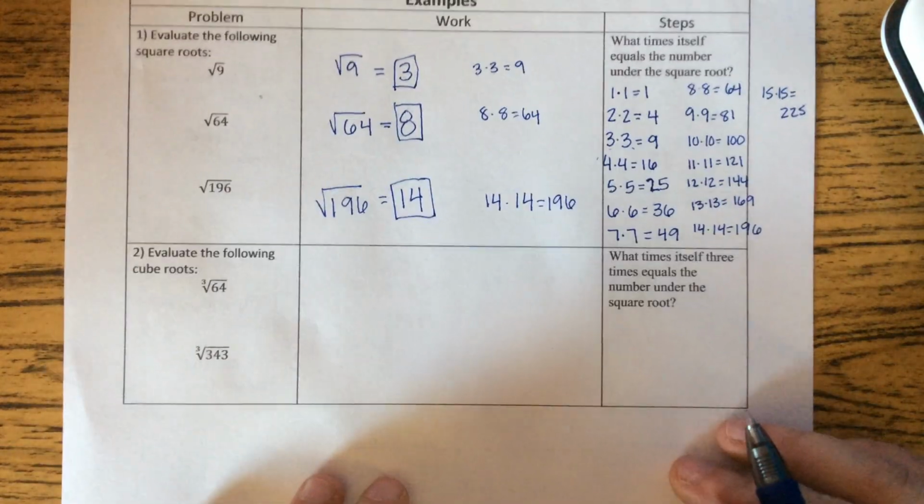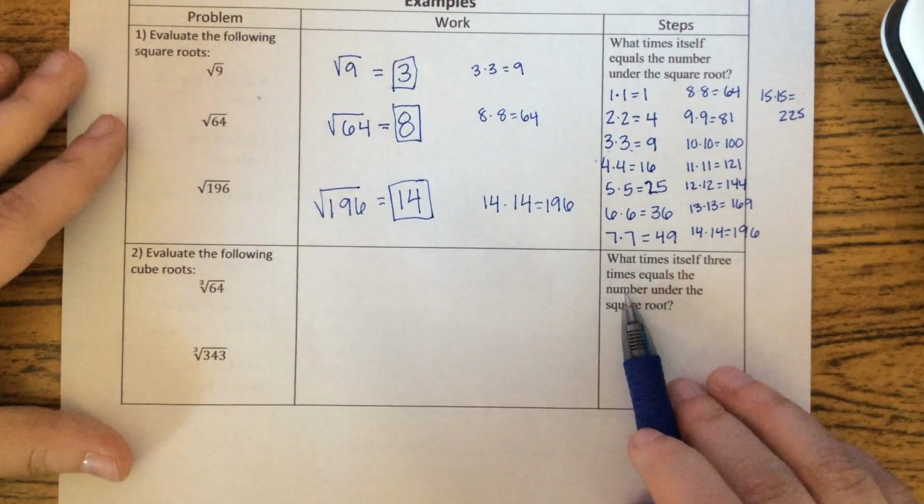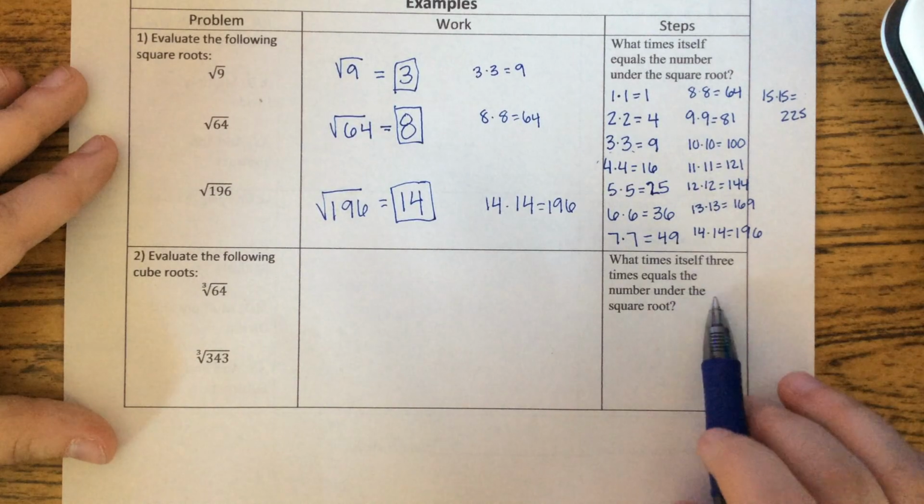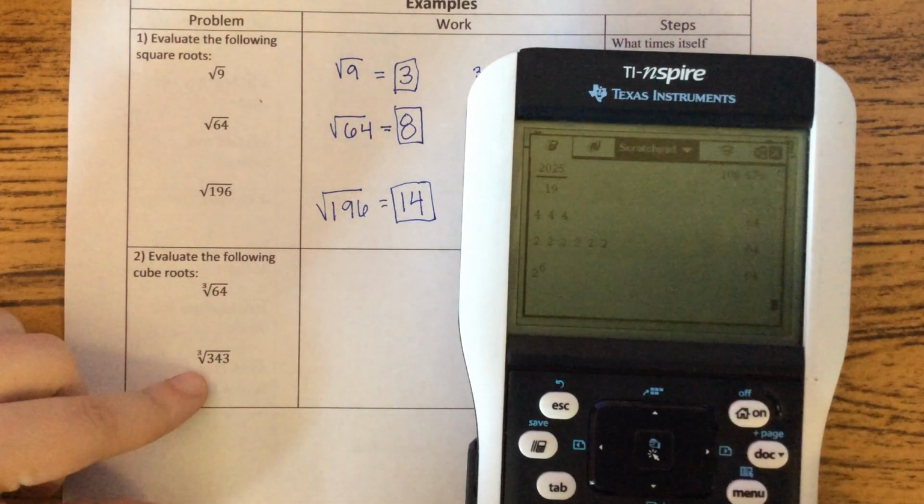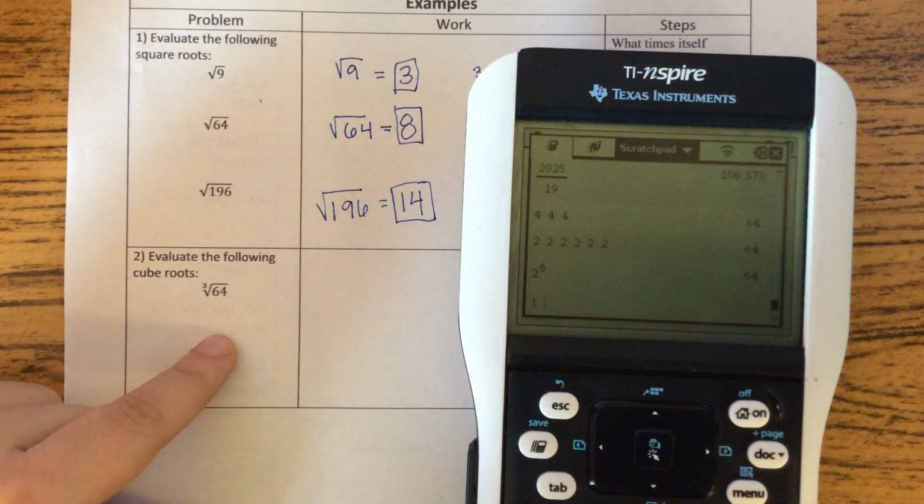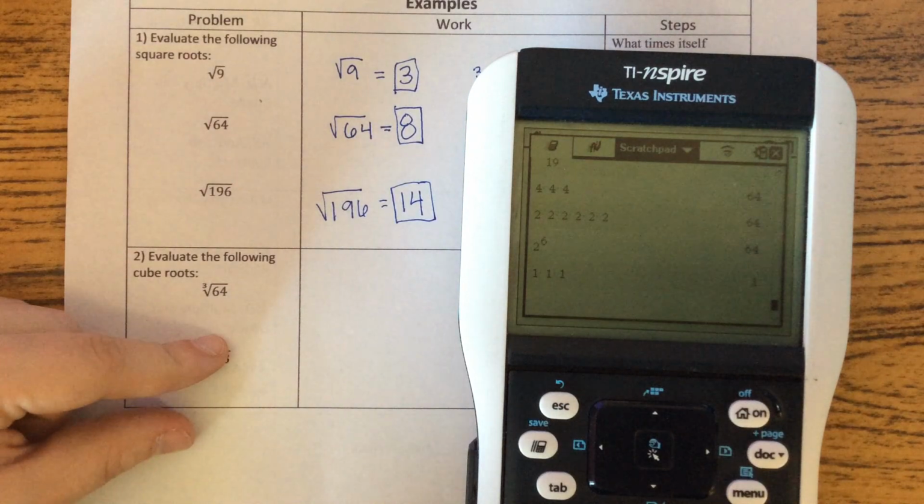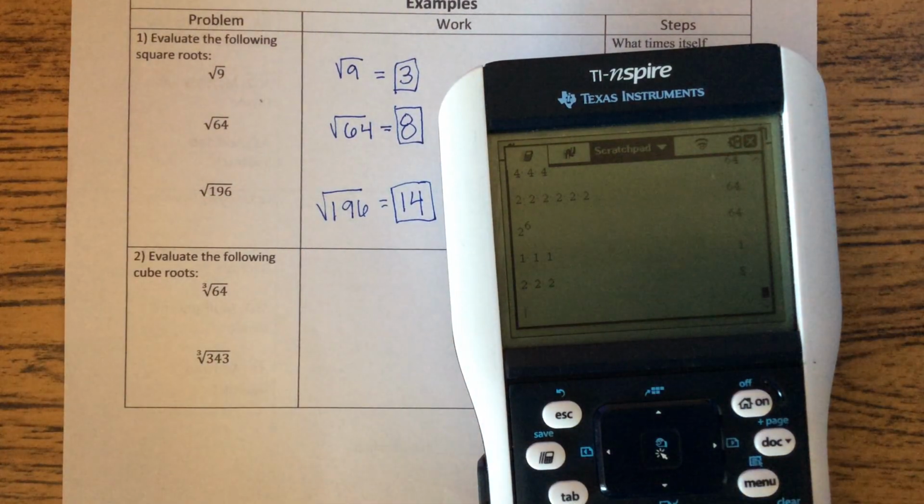Okay? So number 2, we're going to evaluate the following cube roots. So what times itself 3 times equals the number under the cube root. So I'm just going to use my calculator. And for this one, I'm just going to guess and check. I'll show you how to do it on your calculator in just a moment. I'm going to just do 1 times 1 times 1. That's 1, so that won't work. 2 times 2 times 2 is 8, so not that.